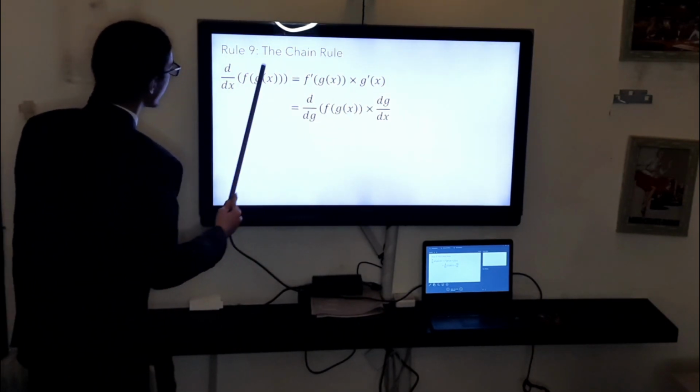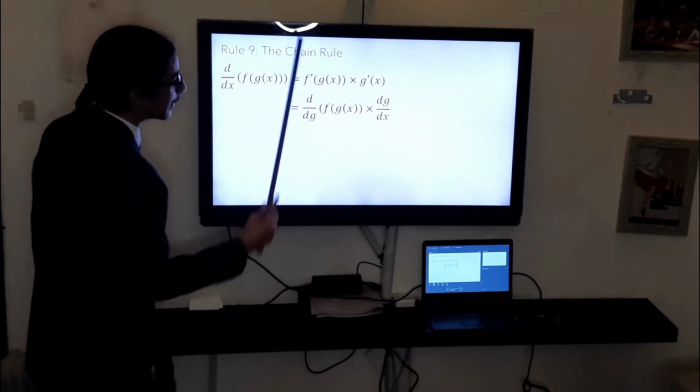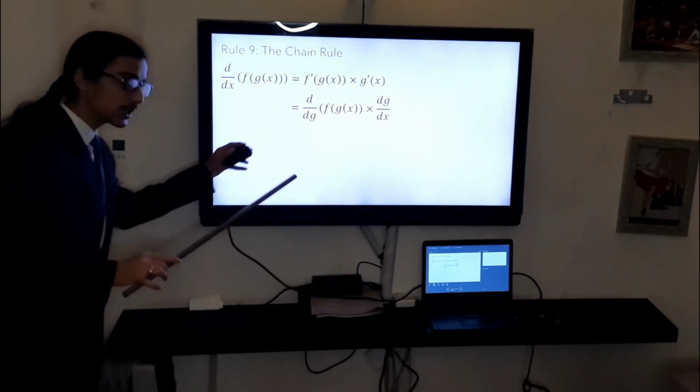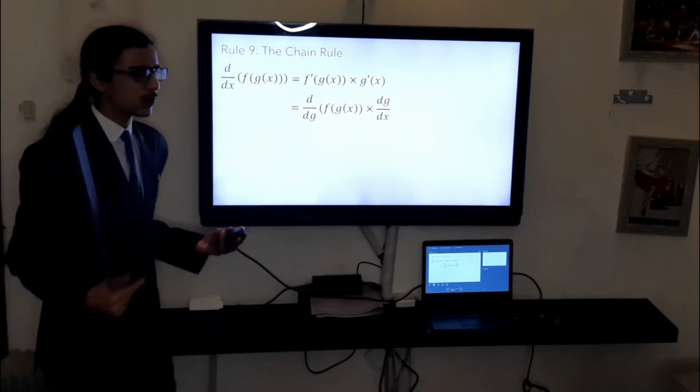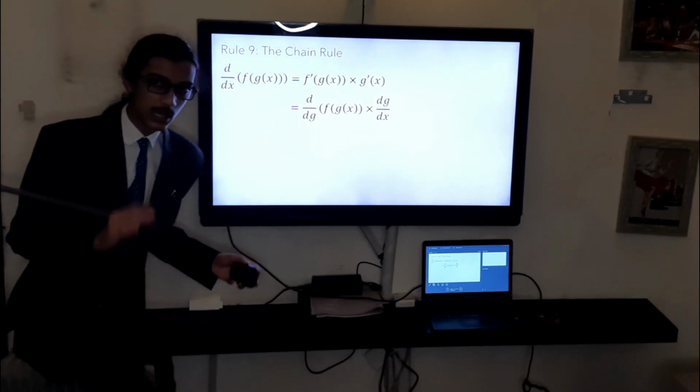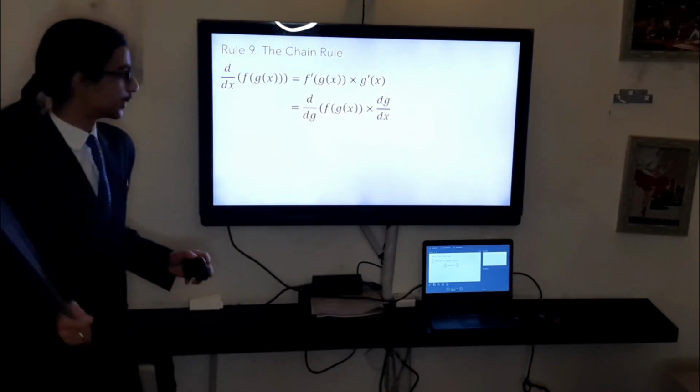We need to then multiply by just the derivative of this inner function, g prime of x. And once again, this may seem a bit wishy-washy or hand-wavy at first, but don't worry, as we do examples, it'll hopefully become incredibly clear.